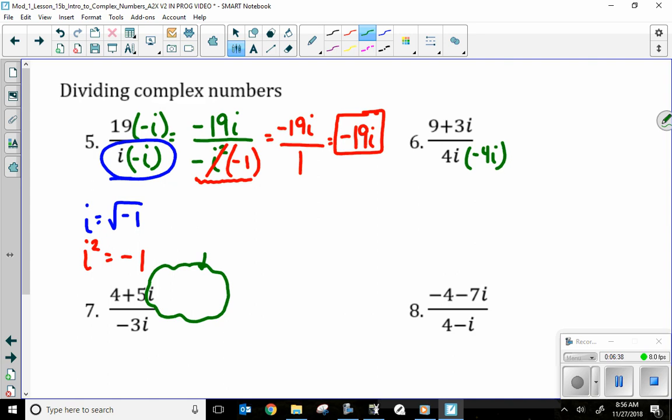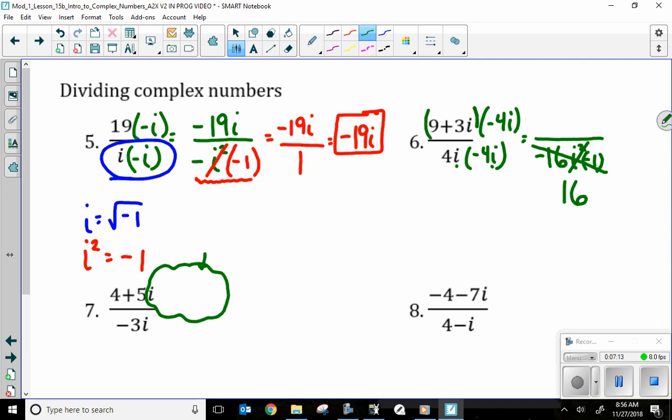What I do to the bottom, I have to do to the top. Let's take care of the bottom first. Positive 4 times negative 4 is negative 16. I times I is I squared. I know I squared is negative 1, so negative 16 times negative 1 will result in a positive 16 in my denominator. Boom. Okay?